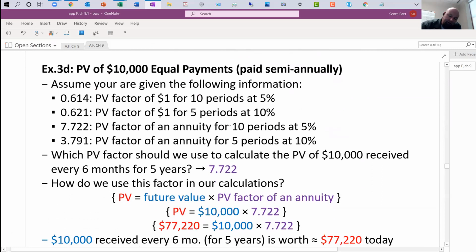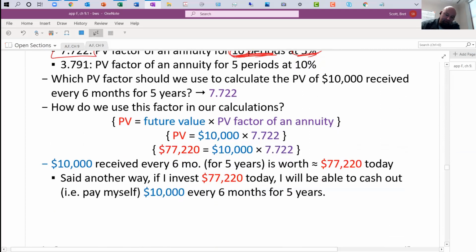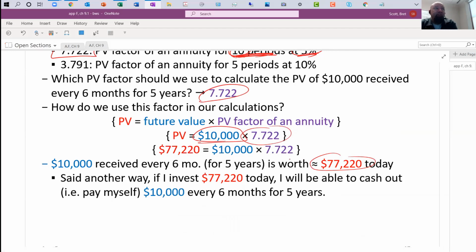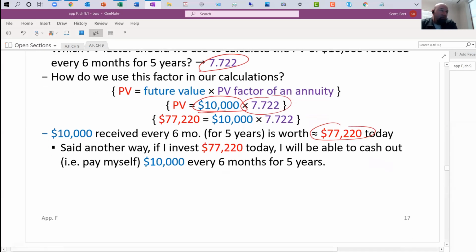So in the case of the annuity, we're using the 10 periods of 5%. So it's 7.722. It seems a lot higher than the previous one. The reason why is because we got 10 payments at a smaller interest rate. So all you need to know is which factor to use. 7.722 is what we're going to use. The payment is $10,000 multiplied by 7.722, the value of $10,000 received every 6 months for the next 5 years. The present value of those streams is $77,000, versus the other lump sum, which was like 61,400.